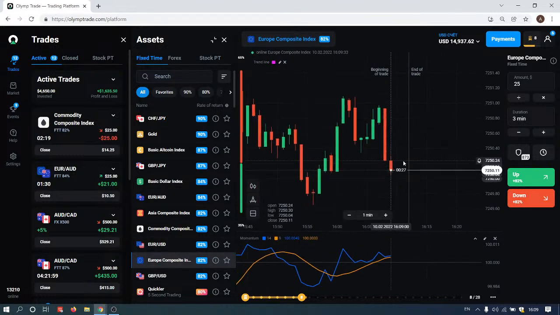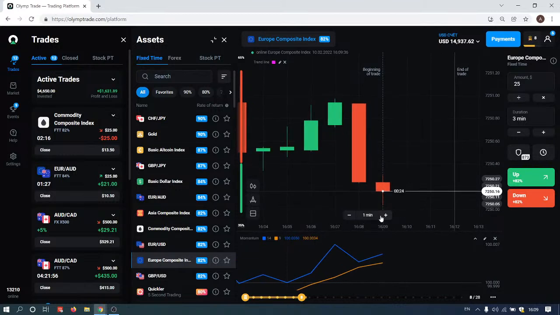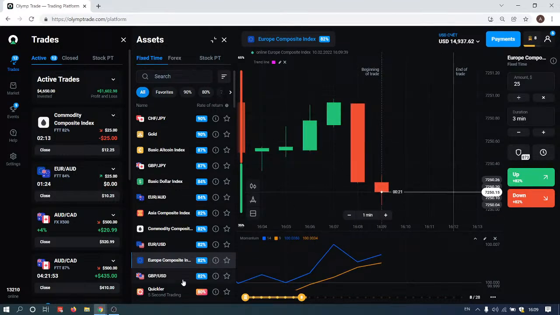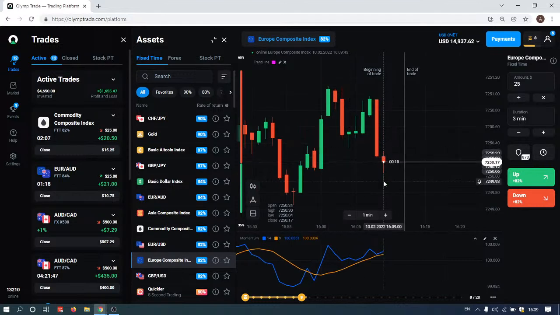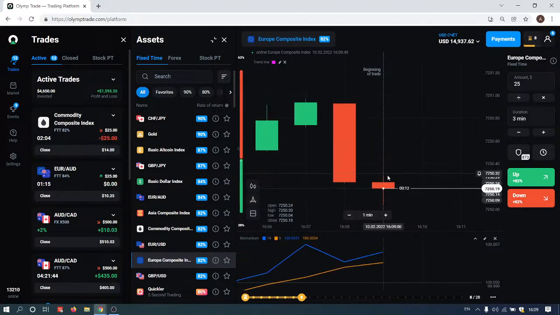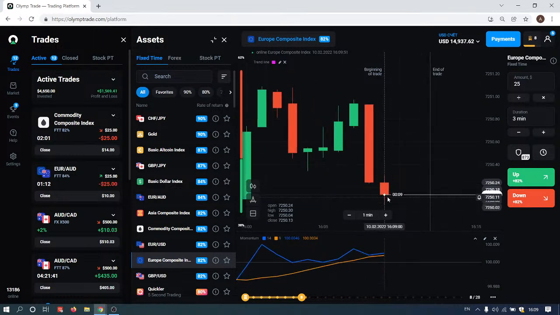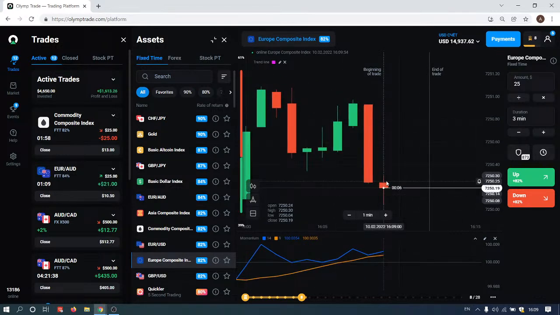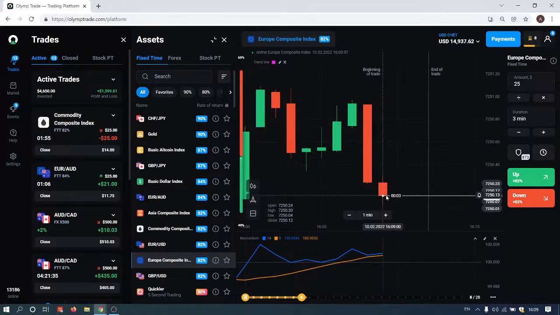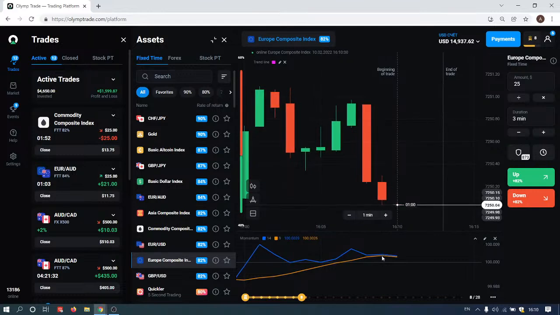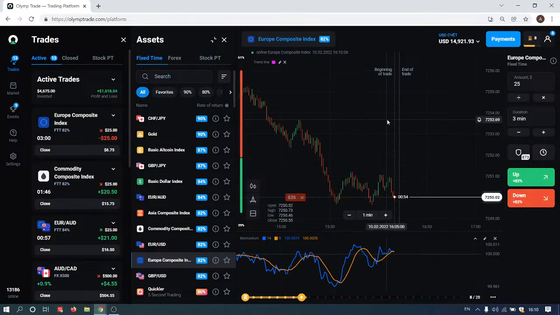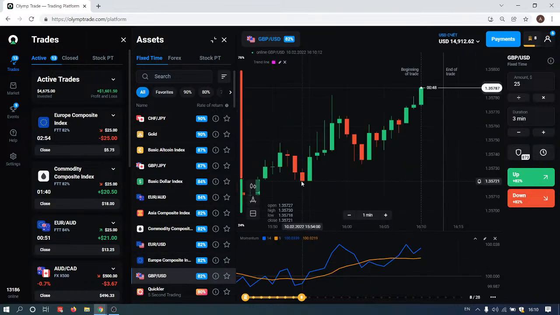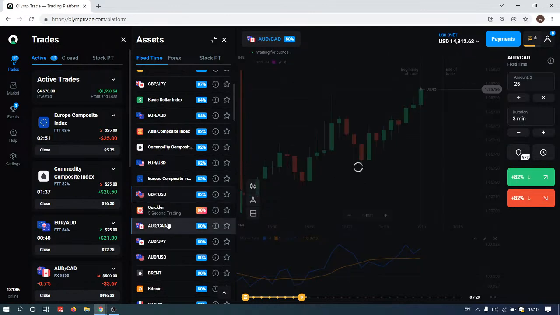Like here, it's almost there. So Europe Composite Index. It's almost there. So let's have a look at what's going to happen in the beginning of the next candlestick. All right, so we cross here and I open a trade in the downwards direction. So as simple as that. GBP USD, no signal here yet.